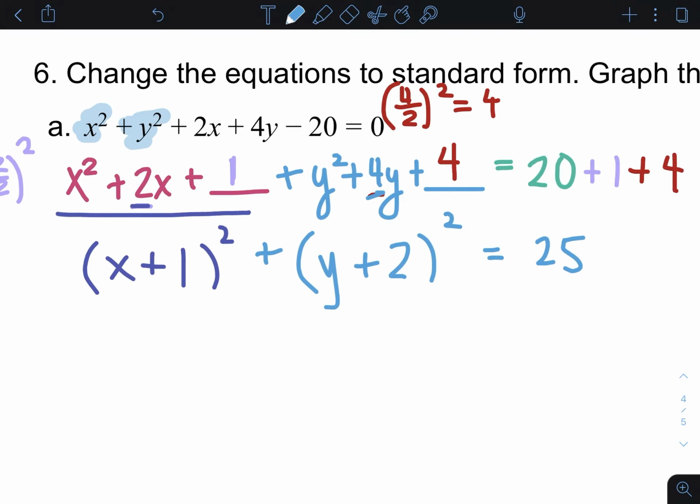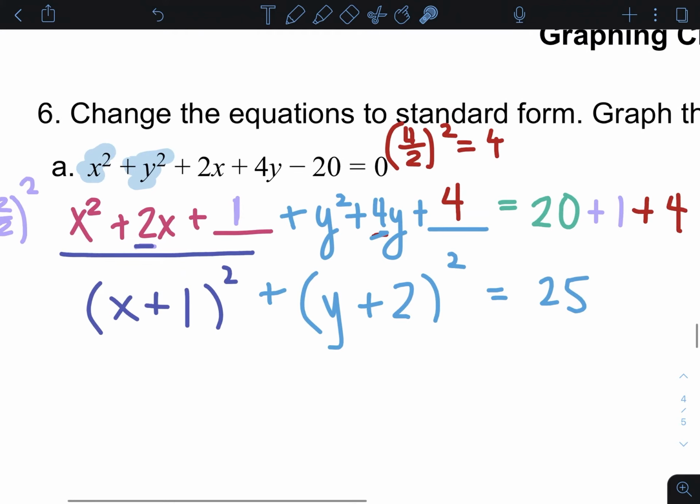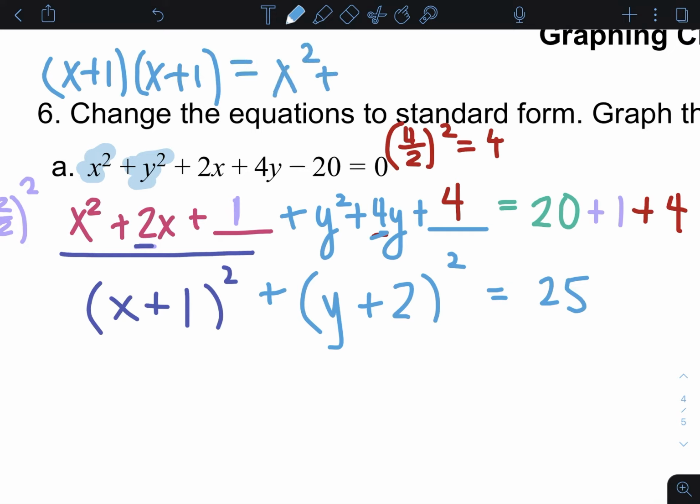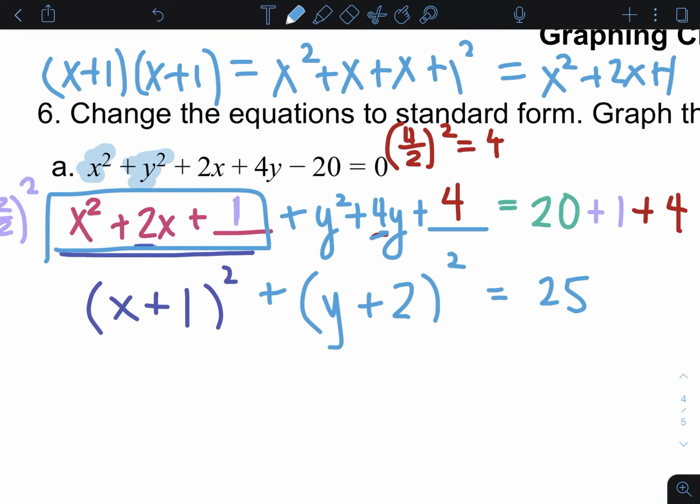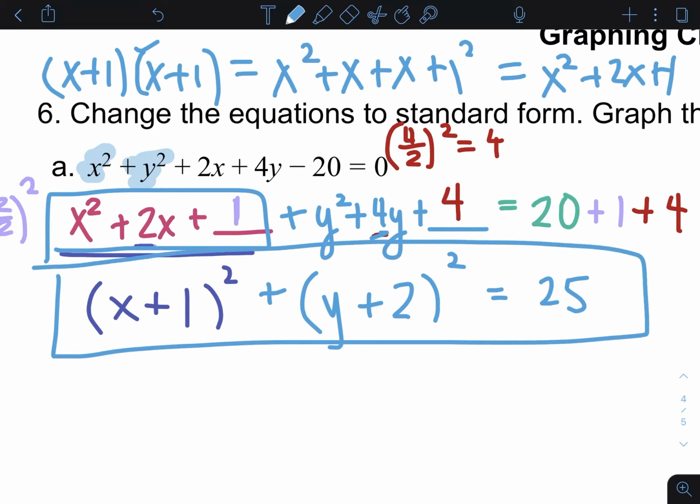If you're ever having doubts about your completed square and you're not sure if it's the correct one, don't be afraid to just do a quick FOIL. X plus 1 times x plus 1. When you FOIL this out, you get x squared plus x plus x plus 1 squared. Well, that's going to simplify to x squared plus 2x plus 1, which is what we started out with here. So you know that that is a correct perfect square that we've come up with. And that gives us our standard form.